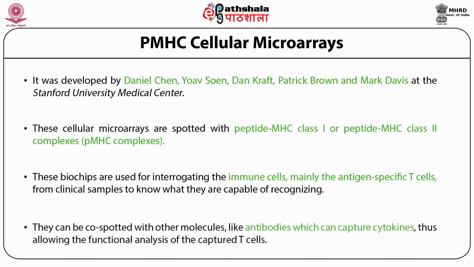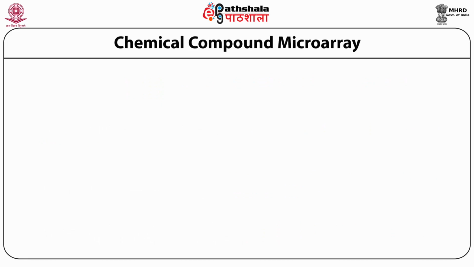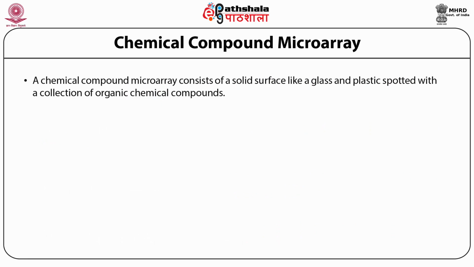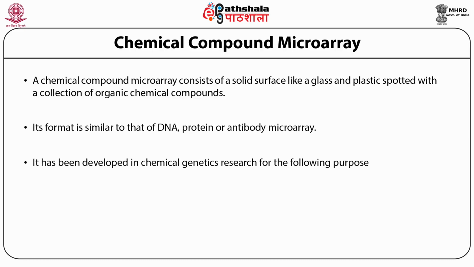They can be co-spotted with other molecules like antibodies, which can capture cytokines, thus allowing the functional analysis of the captured T cells. Chemical compound microarray. A chemical compound microarray consists of a solid surface like glass or plastic spotted with a collection of organic chemical compounds. Its format is similar to that of DNA, protein, or antibody microarray. It has been developed in chemical genetics research for the following purposes.